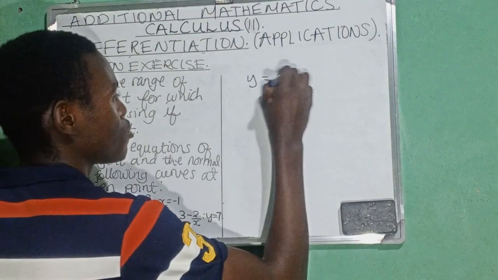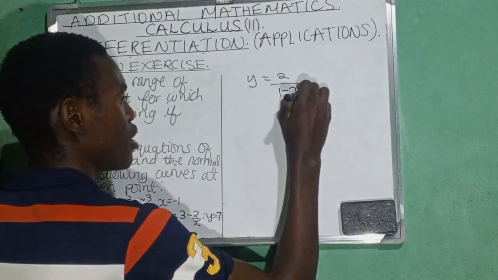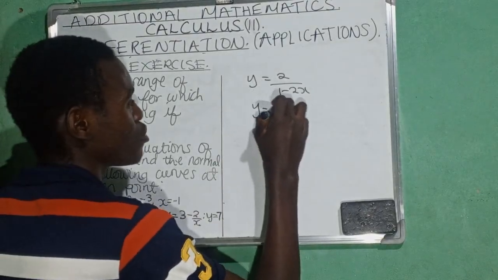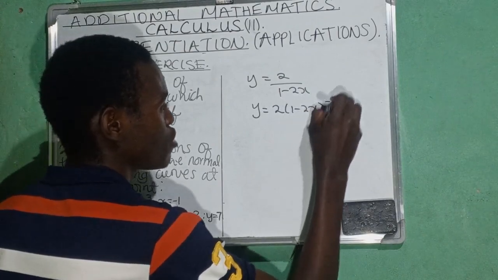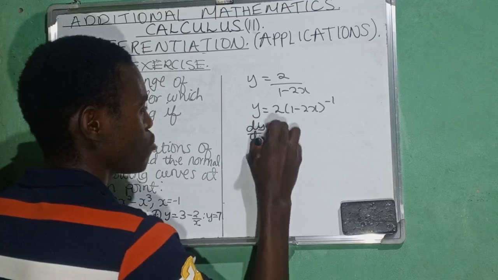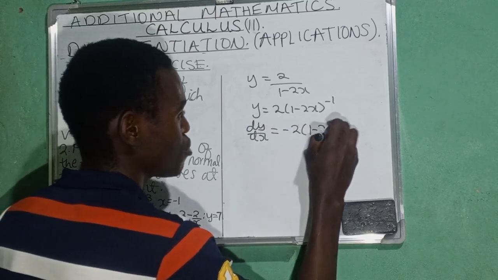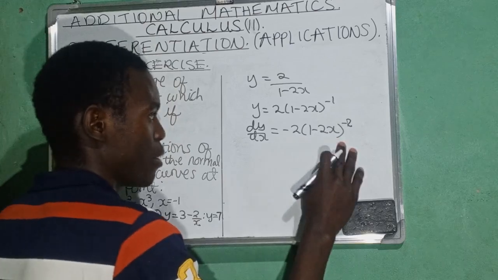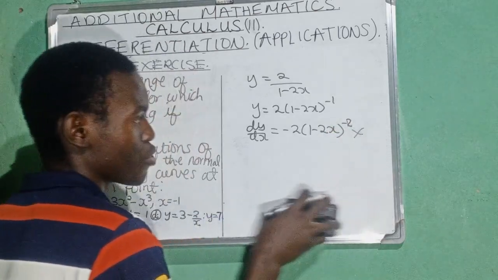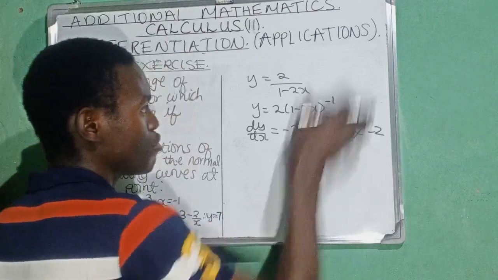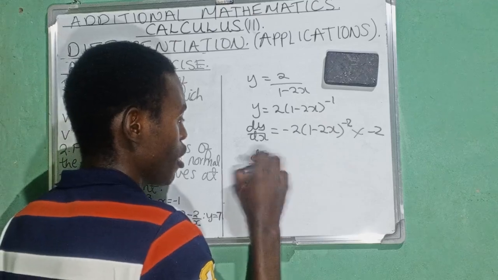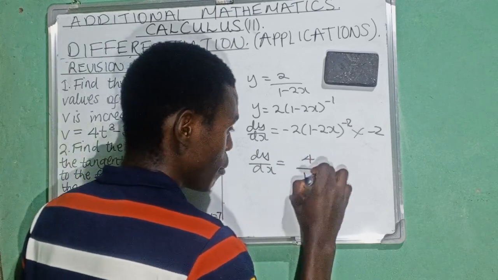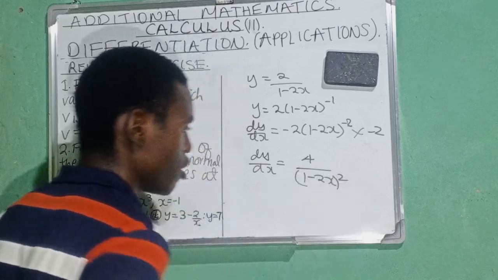So we have y equals 2 divided by 1 minus 2x. Then our aim is to simply find dy/dx. So we're going to write y equals 2 multiplied by (1 minus 2x) to the power negative 1. Then dy/dx is going to be equal to negative 2 multiplied by (1 minus 2x) to the power negative 2. The derivative of the core in this case is negative 2. So negative 2 times negative 2 is positive 4. So dy/dx is equal to 4 divided by (1 minus 2x) raised to the power positive 2. So this is your dy/dx.